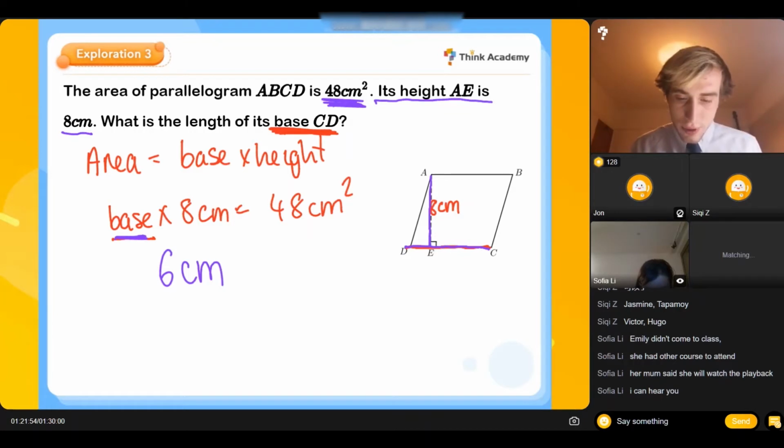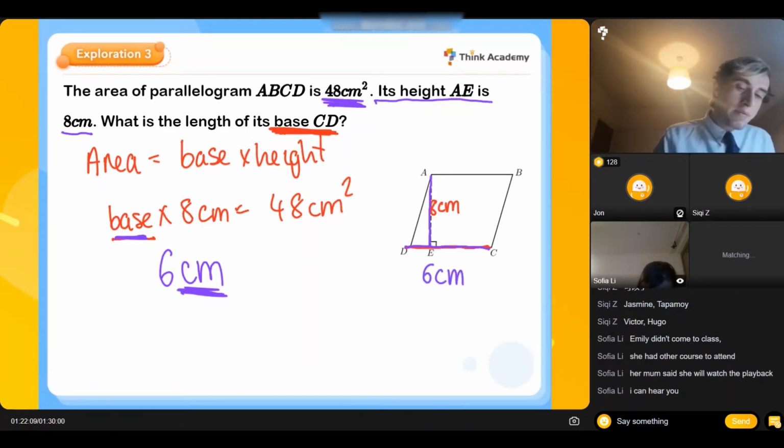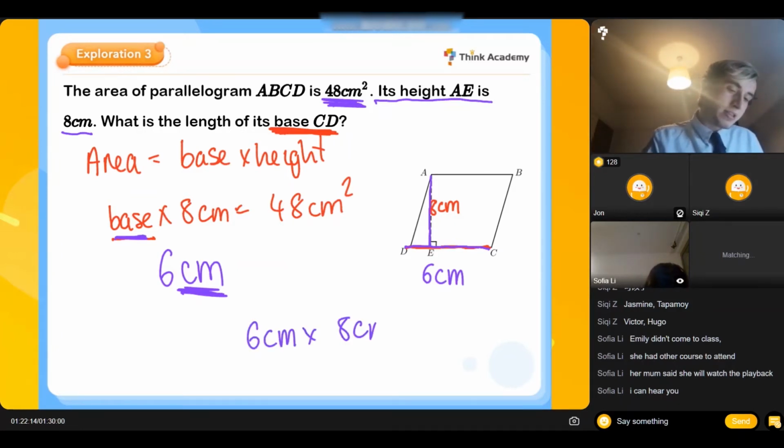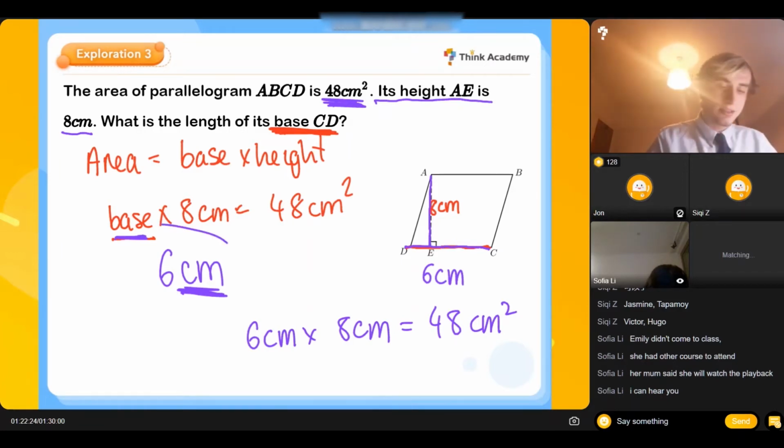Okay, some of you putting centimeters squared in the chat. Just a little reminder to be careful with your units. So here, centimeters is our unit for one of the lengths. So our base is going to be 6 centimeters. But when we times them together and we do 6 centimeters times 8 centimeters and it becomes area, that's when our answer becomes centimeters squared. Okay, so the answer to that one was 6 centimeters.